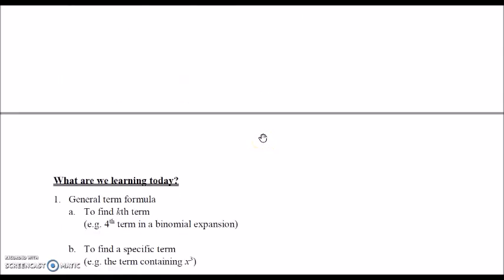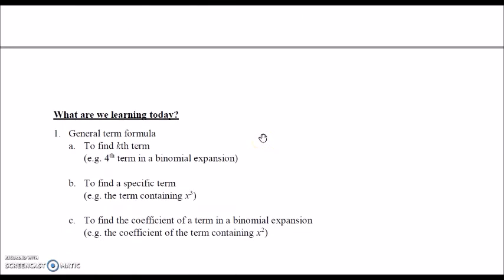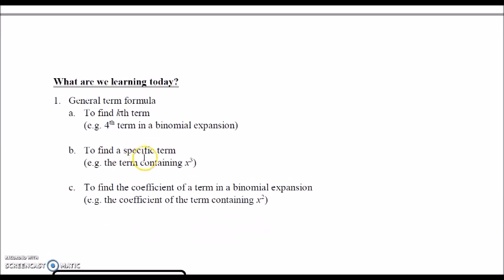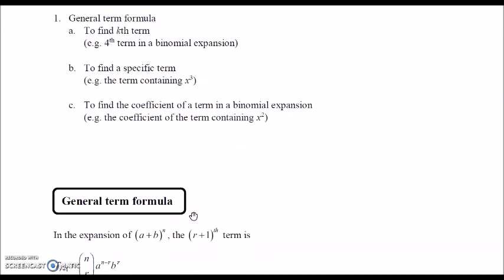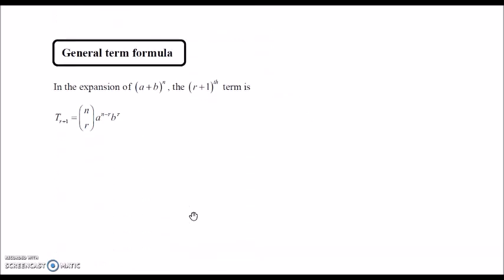So what will we be learning in class today? Okay, we will be introduced to a general term formula where it actually allows us to find the kth term. For example, if I want to find the fourth term in a binomial expansion, or if I want to find a specific term, for example, the term that contains the x cubed term, or even to find the coefficient of a term in a binomial expansion. Okay, so let me introduce you to the general term formula.